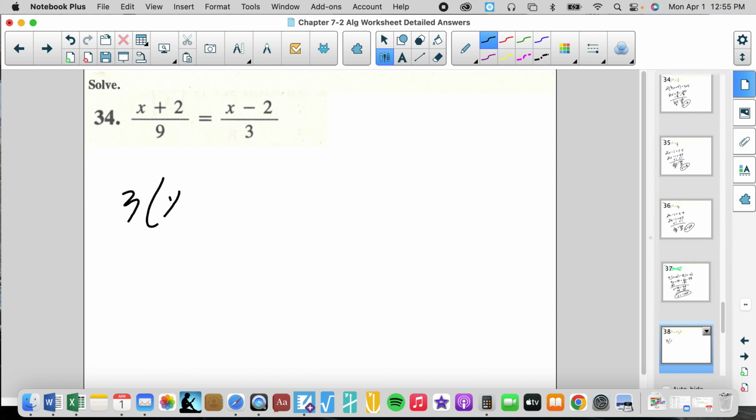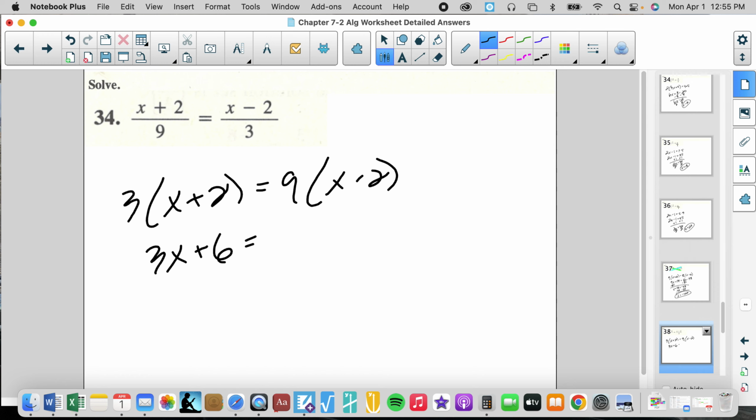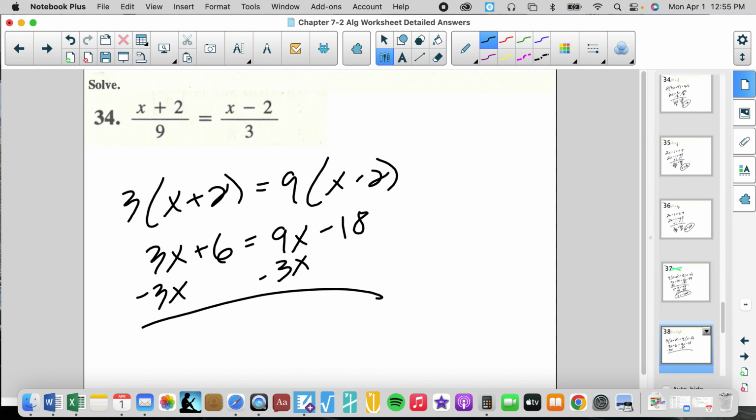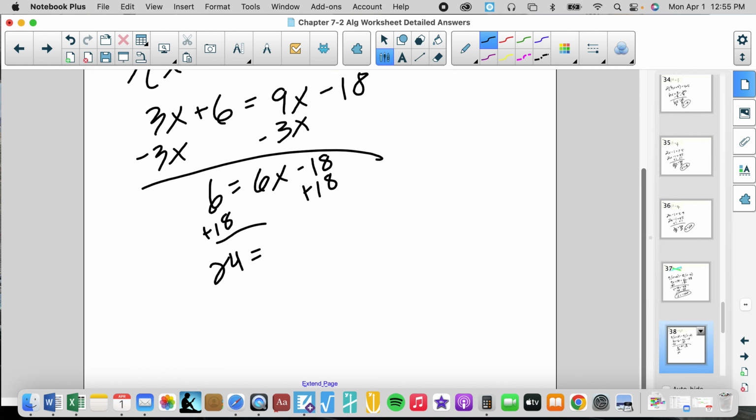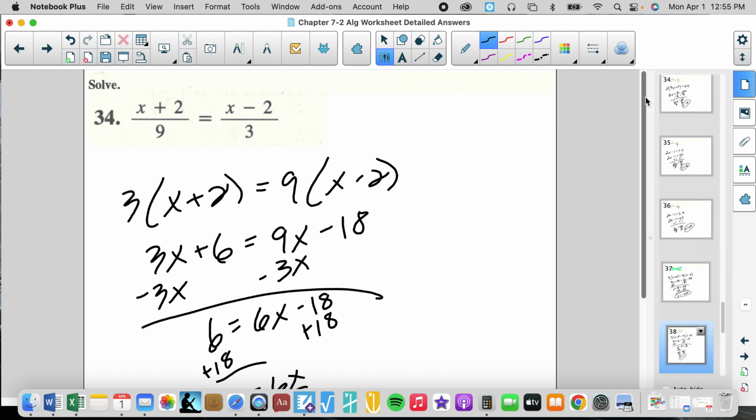We get 3 times the quantity x plus 2 equals 9 times the quantity x minus 2. 3x plus 6 equals 9x minus 18. Move the variables first. 6 equals 6x minus 18. Plus 18, you get 24 equals 6x. Divided by 6, 4 equals x. 4 plus 2 is 6. 4 minus 2 is 2.